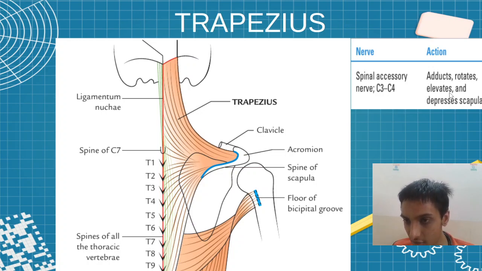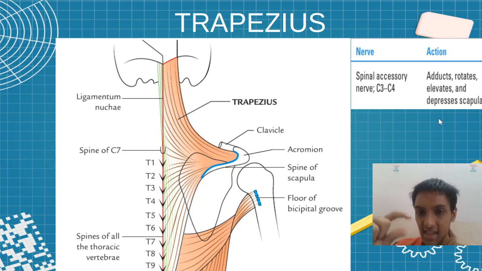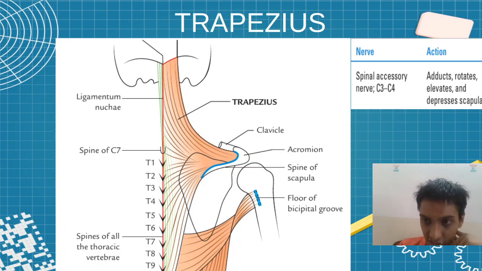So it will adduct, rotate, elevate and depress the scapula. I'll give you a simple mnemonic to remember: DEAR, deer. D for depression, opposite is E, elevation, A, adduction or rotation. Deer, remember it as deer.